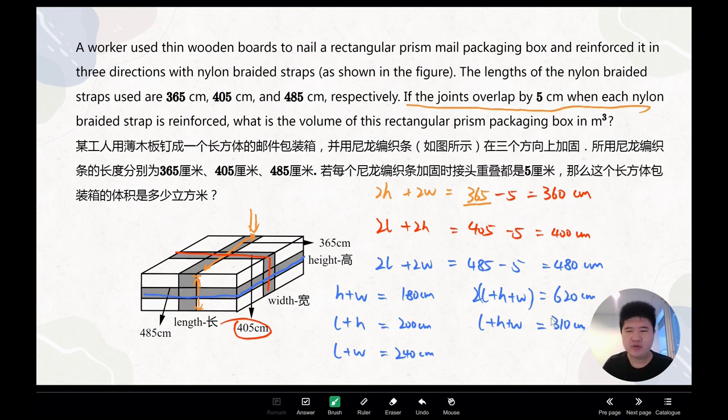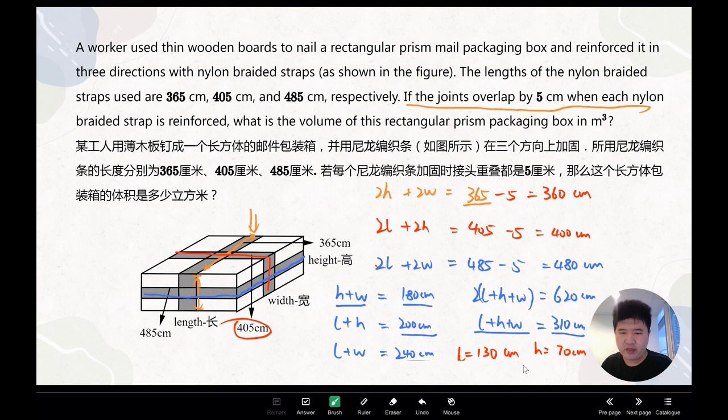And then what can we do? 我们还能做什么？We know the sum of each 2, and we know the sum of all of them, so we use 310 to minus 180, minus 200, and minus 240 to find the length of each. For example, H plus W equals 180, and H plus W plus L equals 310. So L equals 130 centimeters. And H equals 70 centimeters.